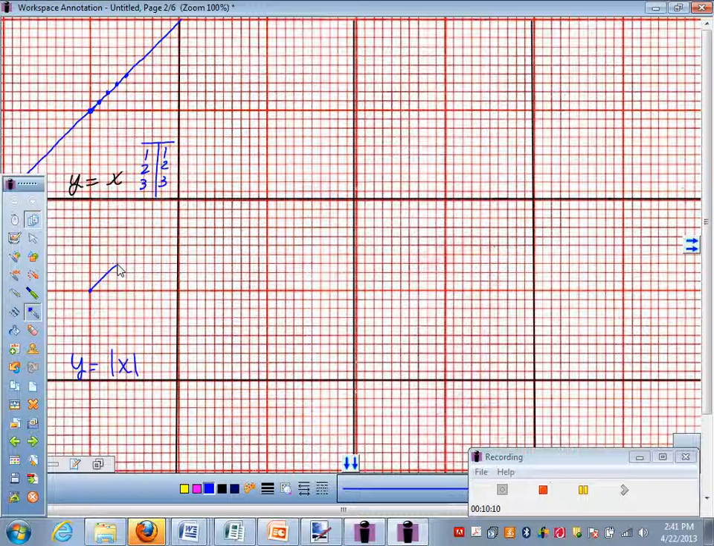You cannot write y equals absolute value in names or words, nothing. I expect you to know these 11 graphs.